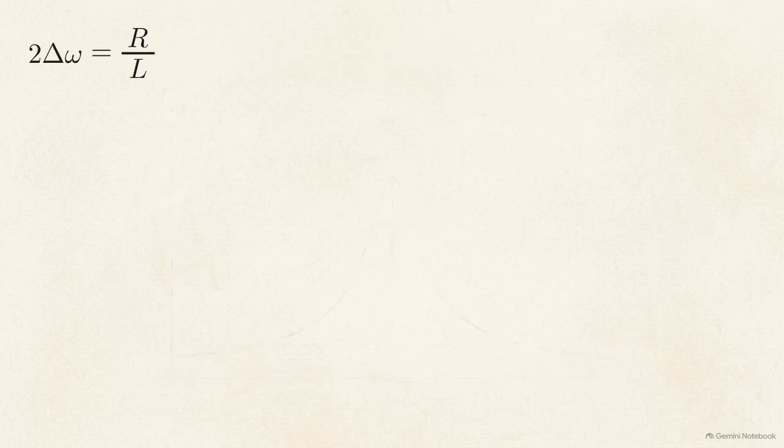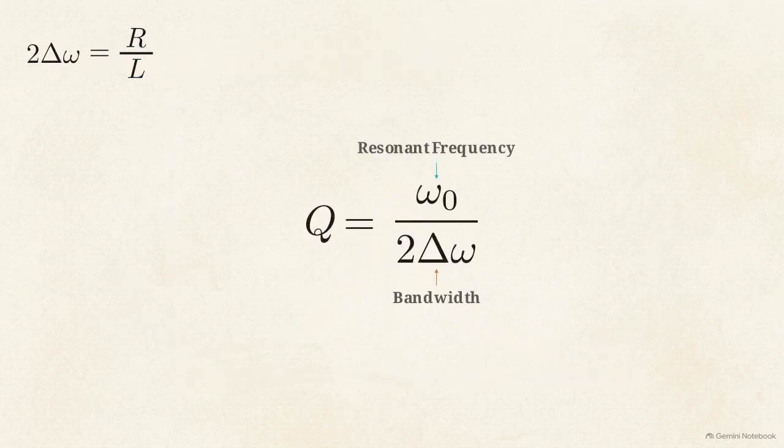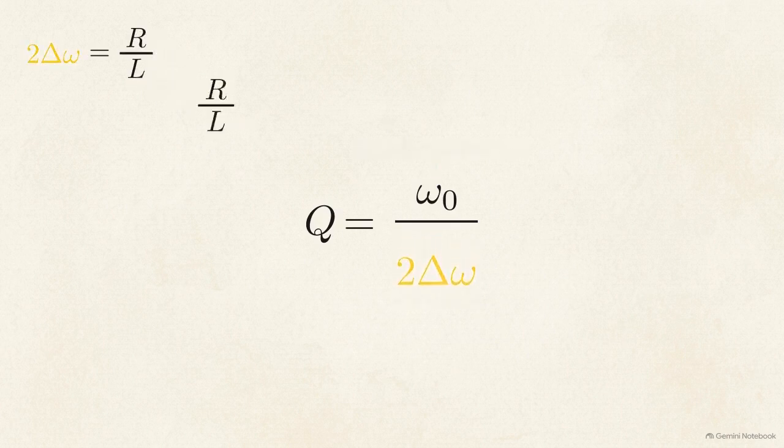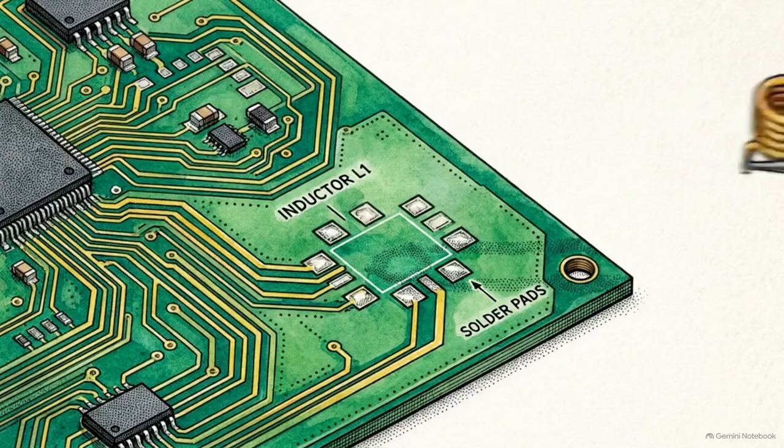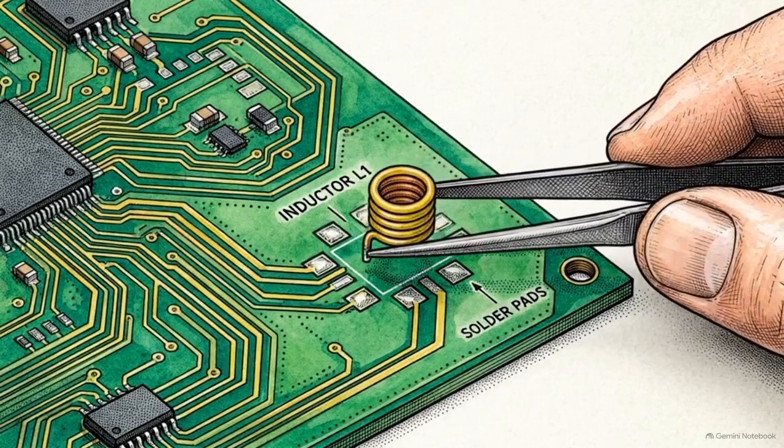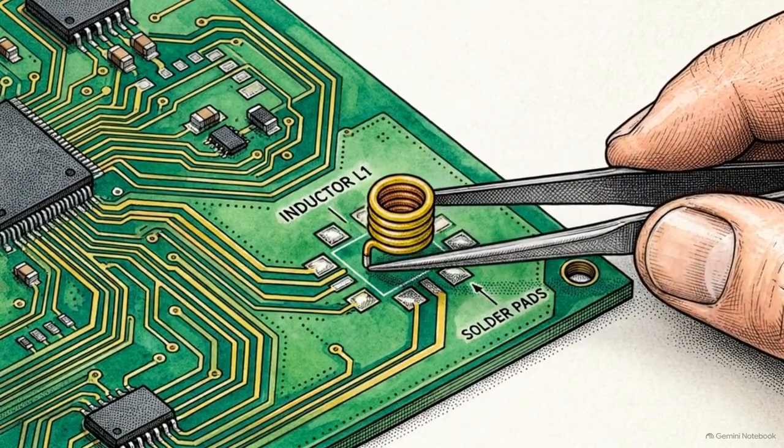The quality factor is mathematically defined as the ratio of the resonant frequency to the total bandwidth. When we substitute the bandwidth term with the resistance to inductance ratio we just derived, the formula simplifies. This shows that to achieve a higher Q score, an engineer must either increase the inductance or decrease the internal resistance of the circuit.